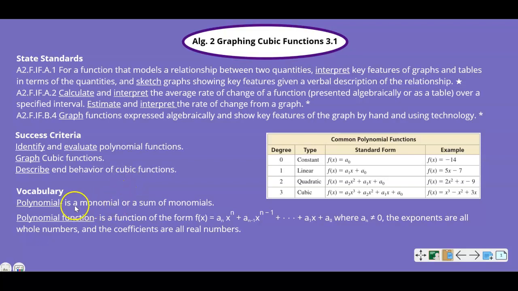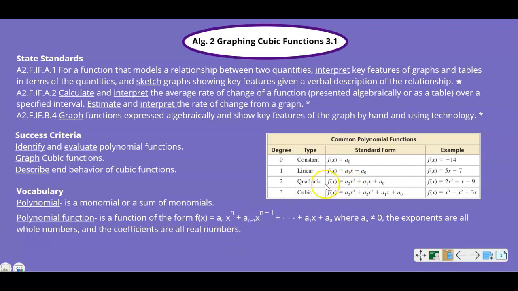Your vocabulary: polynomial is a monomial or a sum of monomials. A polynomial function is a function of the form f of x equals, and this is just in standard form, so a cannot equal 0. Okay, so it does have to have a leading coefficient with an exponent, and the exponents are all whole numbers and the coefficients are all real numbers.